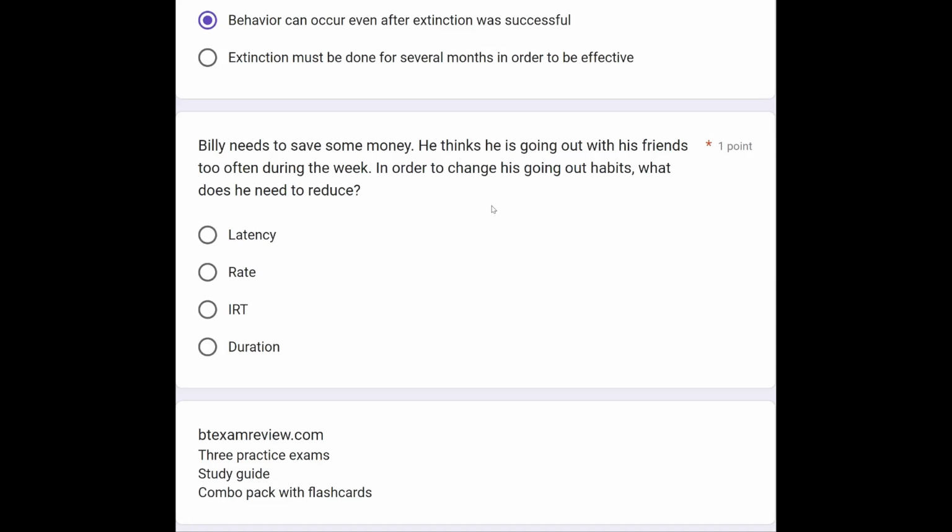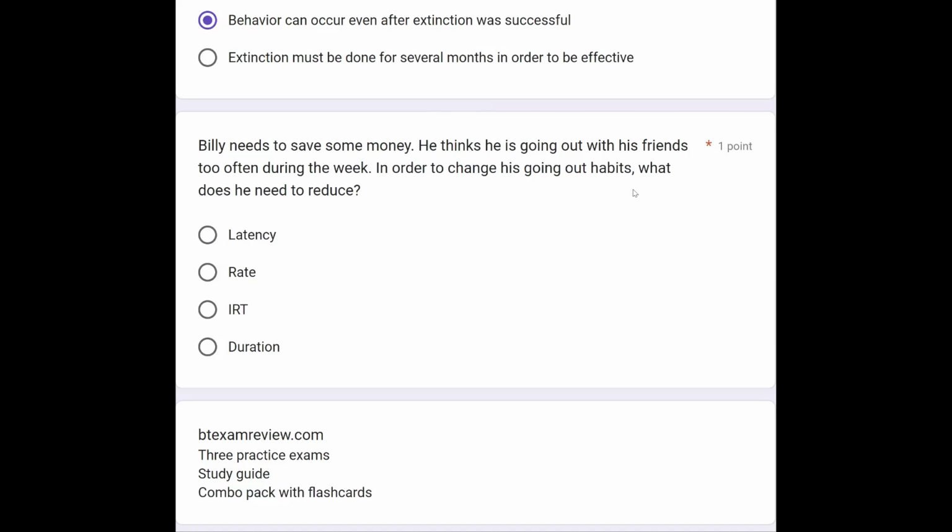Well, we don't have frequency as an answer choice. But what do we have as an answer choice, which is like kind of a proxy of frequency? We have rate. And rate is what? Rate is just frequency with a time component added, right? So even though we don't have frequency, if we reduce the rate, he's now reducing what? Well, he's reducing how many times a week he goes out, which is accomplishing the same goal.